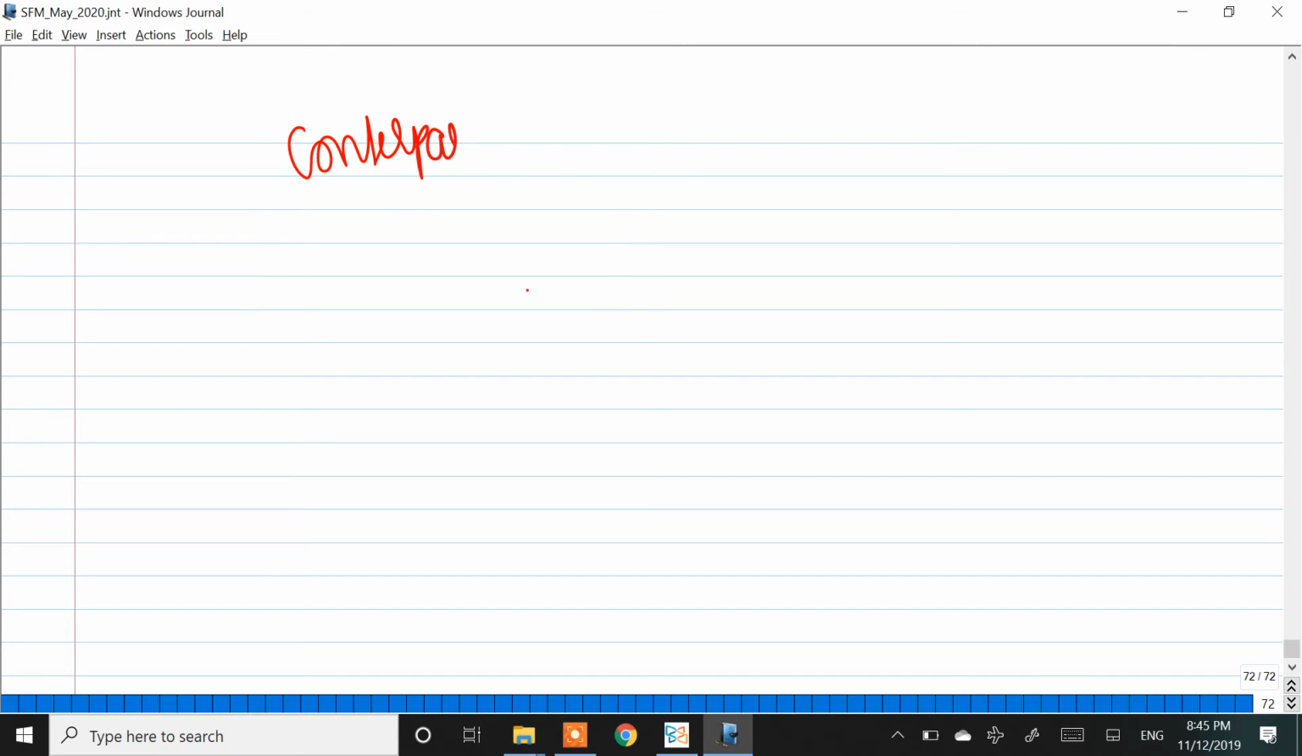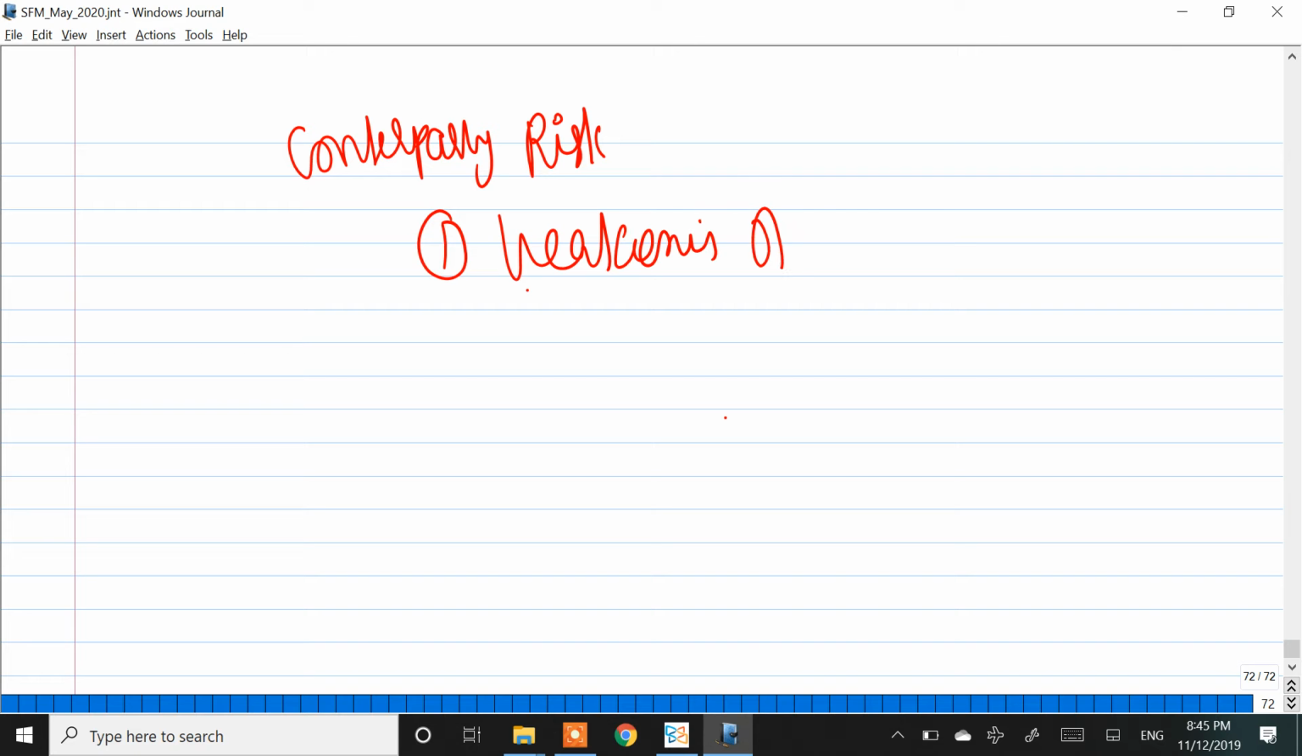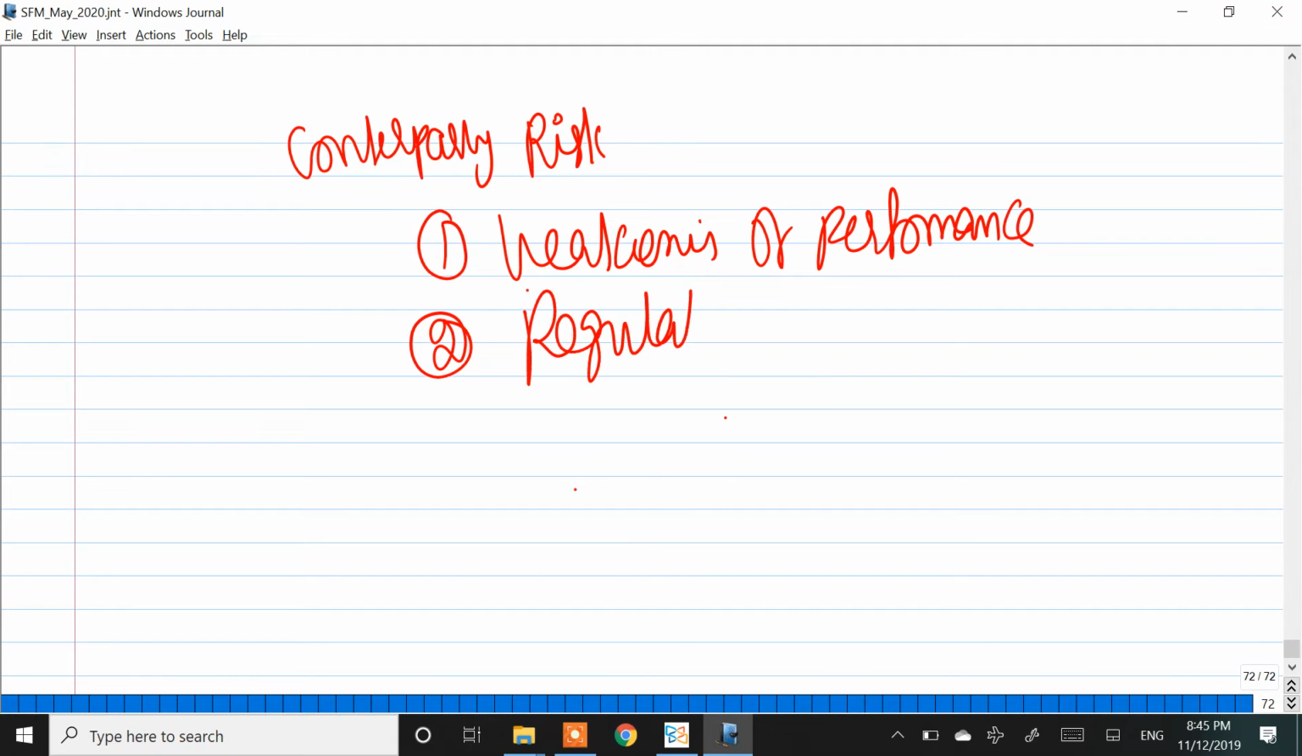Now, a counterparty risk can arise if there is a weakening of performance of the other company. So if I'm going to sell goods to another company, I would like to look at how is their operating performance, how are the revenues growing, how are the sales growing, are they taking a lot of loans. If that happens, it can be an issue. Can there be any regulatory restrictions?